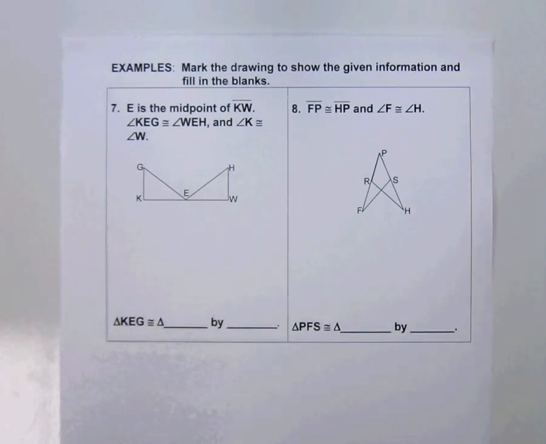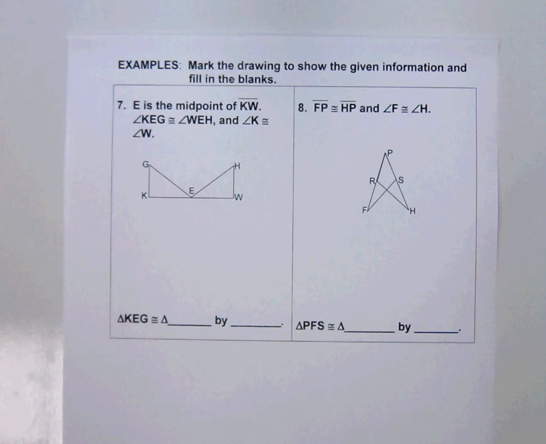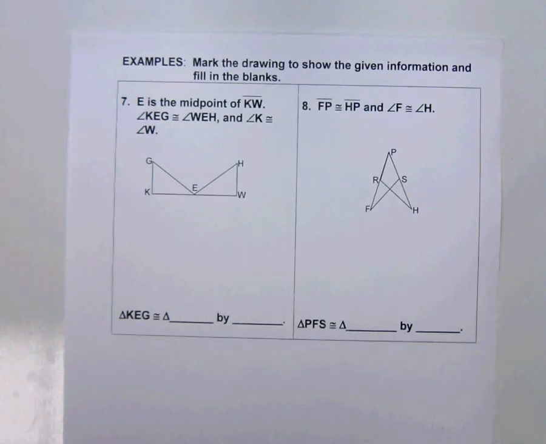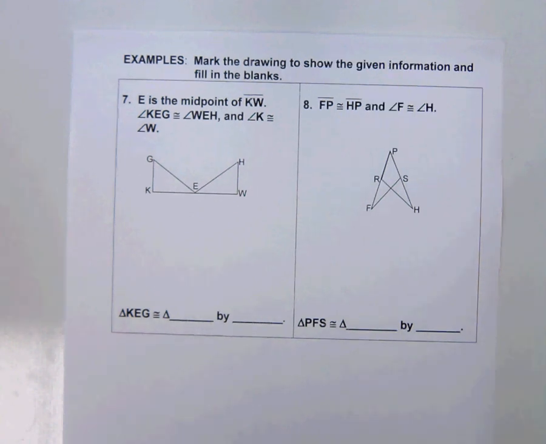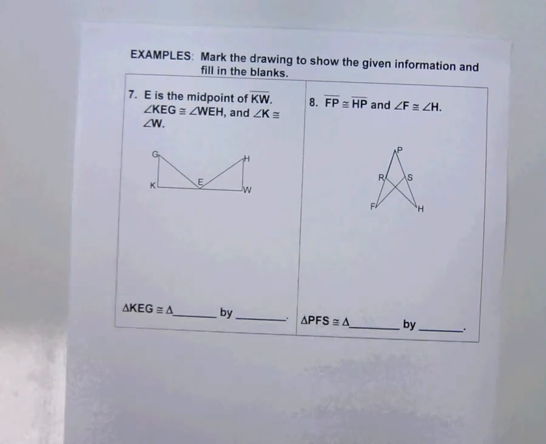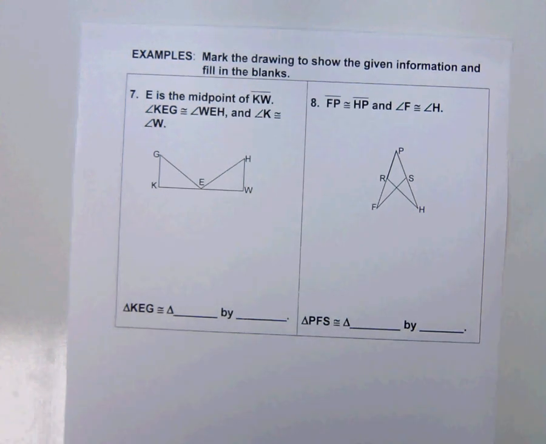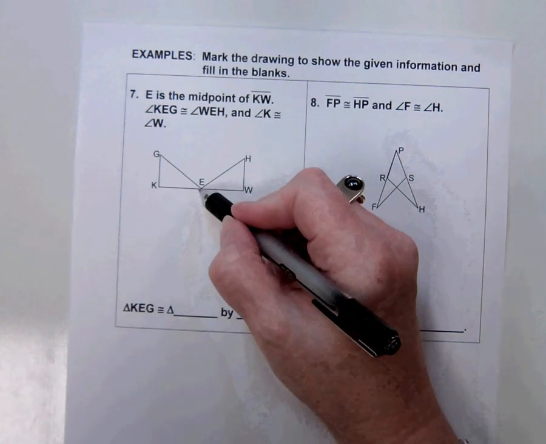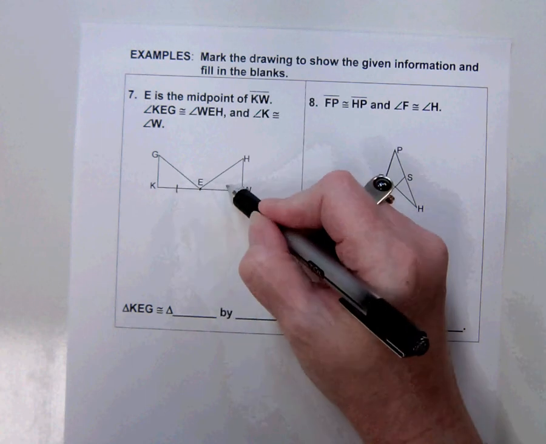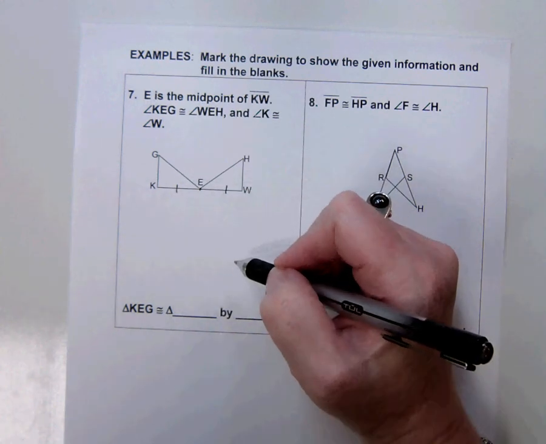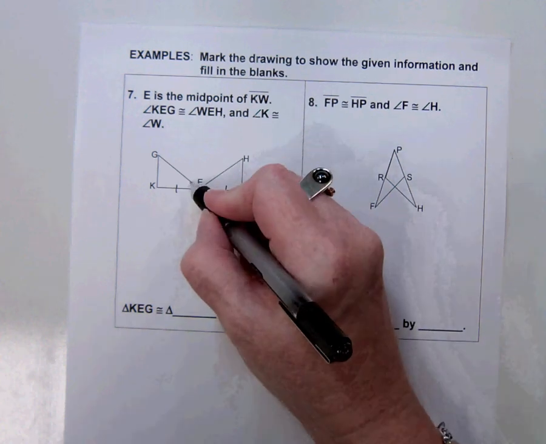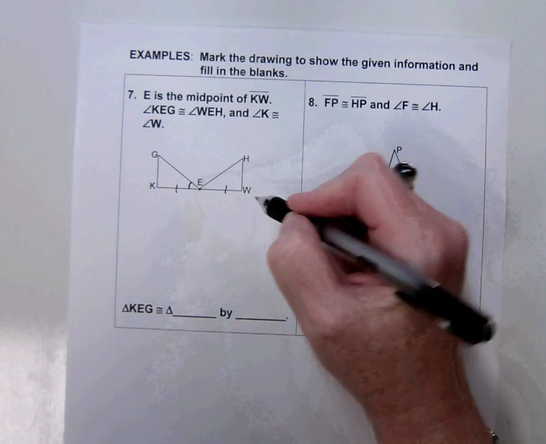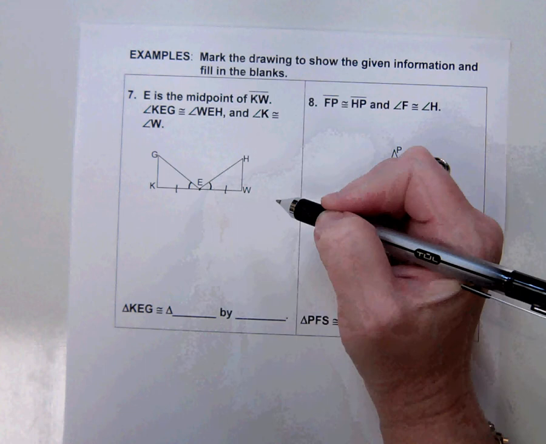Okay, one more example, 7 and 8. Mark the drawing and show the given information. On this one, they're telling us that E is in the middle. And when you know that E is in the middle of something, you can tick mark the segment. See how KW goes all the way across? If E is in the middle, we can tick mark that. They told us that KEG, that would be this angle, and WEH, we'll go ahead and tick mark that.